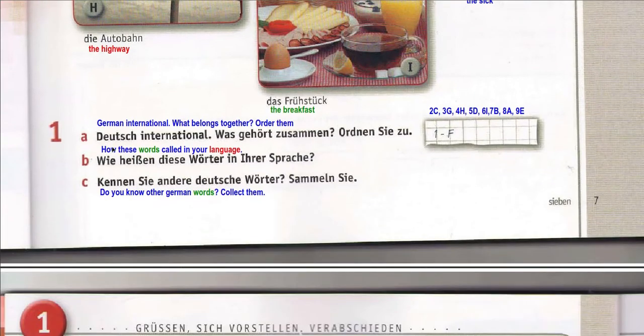So here, Deutsch Eins A, is Deutsch International, meaning German International. Was gehört zusammen, what belongs together, ordnen Sie zu. So you are going to match the numbers with these alphabetic pictures. Here you may see the one with F. So we are going to start the first exercise, 1A.